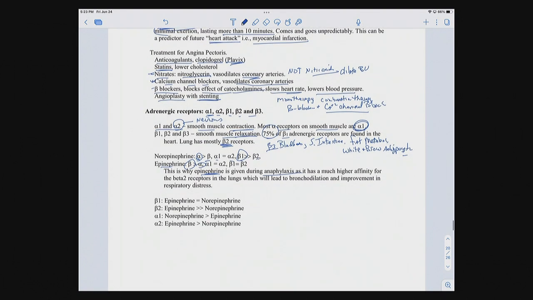Another affinity point: for your beta 1s, norepinephrine and epinephrine are about the same. For your beta 2s, there's a strong preference for epinephrine over norepinephrine. It flips with your alpha 1s, norepinephrine over epinephrine, and alpha 2, epinephrine over norepinephrine. So that gives you a sense of the various affinities of these receptors relative to norepinephrine or epinephrine.